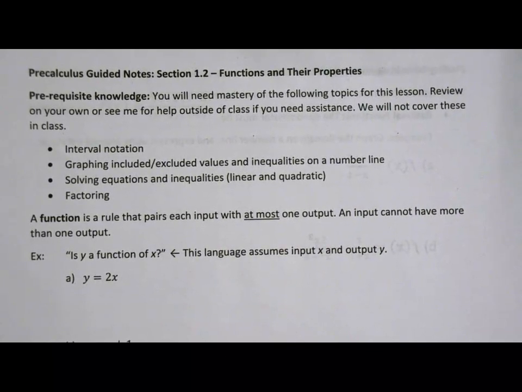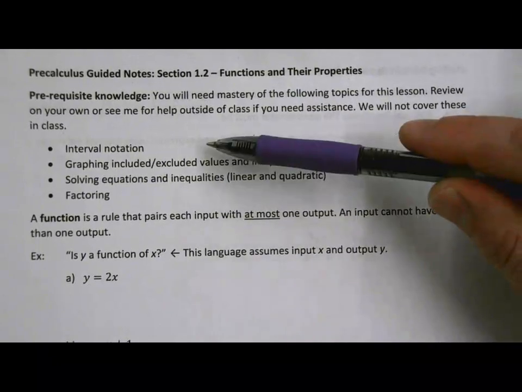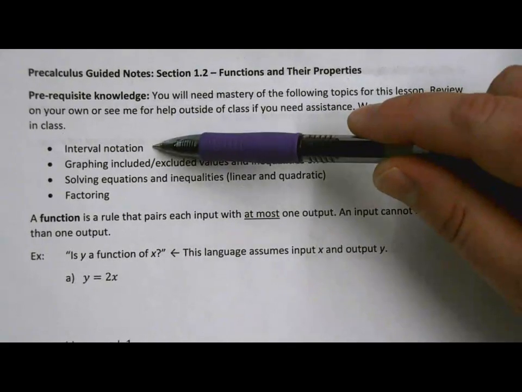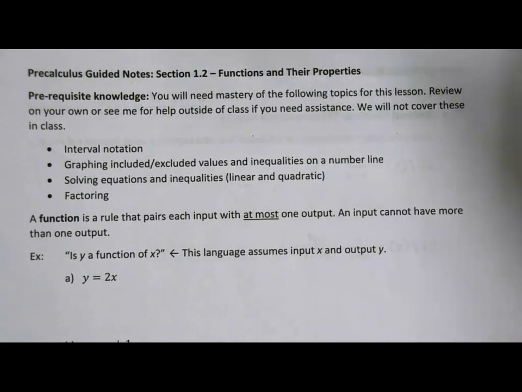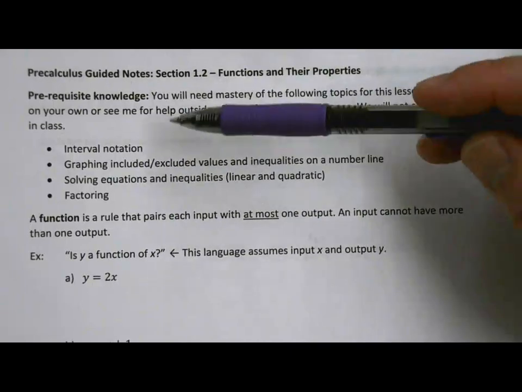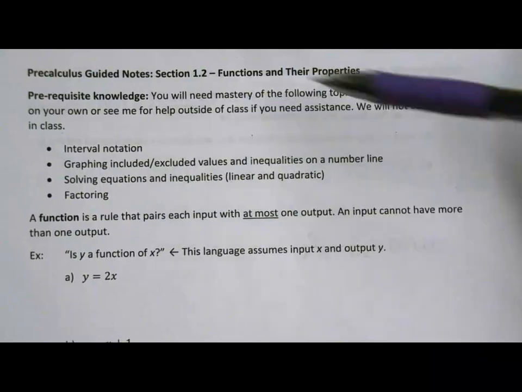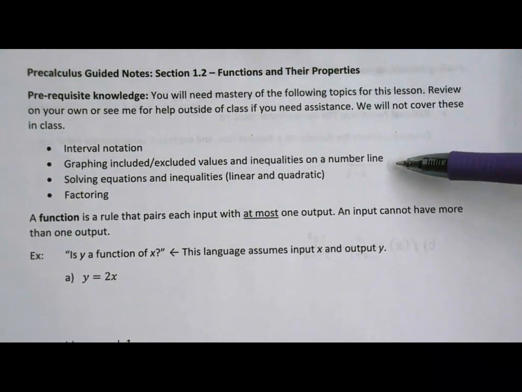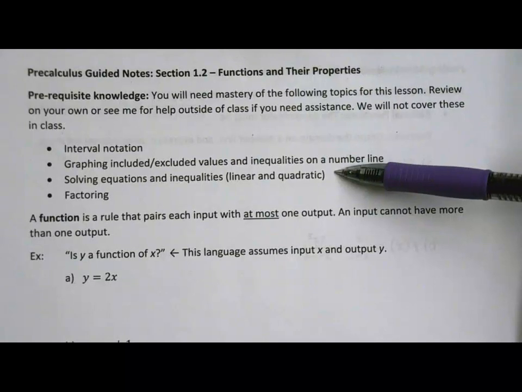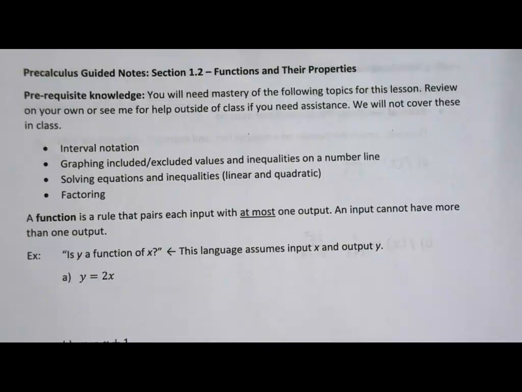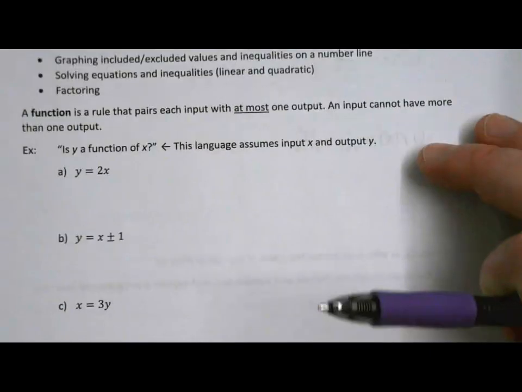We talked about some of these prerequisite skills, interval notation, on Wednesday. And if you weren't here, that video is on Canvas at this point. We did graphing on a number line, solving equations and inequalities. We're going to look at a little bit today. Factoring we should be good at. So we're going to go ahead and dive right into the new stuff.